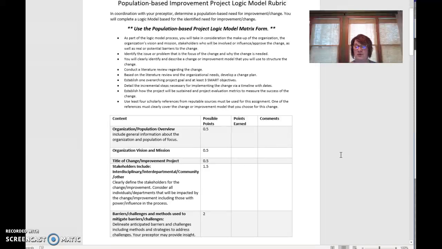And even if you're skilled at making those improvements and changes, this is a time to really refine your skills and really dive into the evidence as far as implementing based on the evidence, as far as a change model or improvement model, and also diving into the evidence about this particular issue that you've identified at your practicum site.